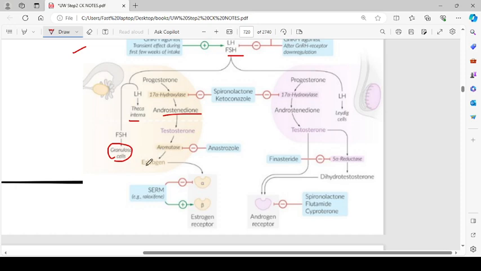Okay, so in the ovary, normally progesterone, by 17 alpha hydroxylase, is converted into androstenedione, that is converted to testosterone, which by virtue of aromatase is converted into estrogen. And somehow these two hormones are playing their part in this. How come?